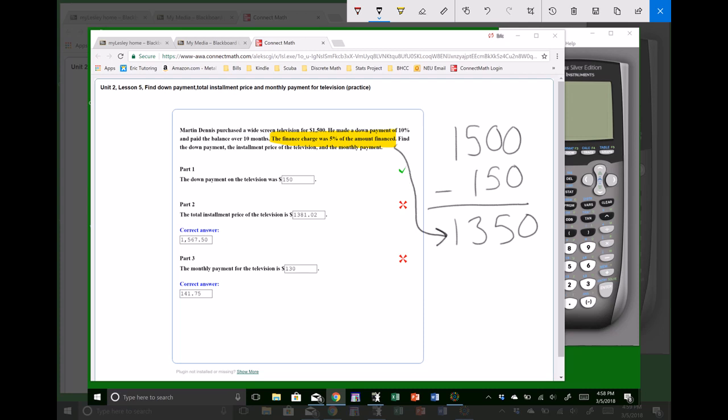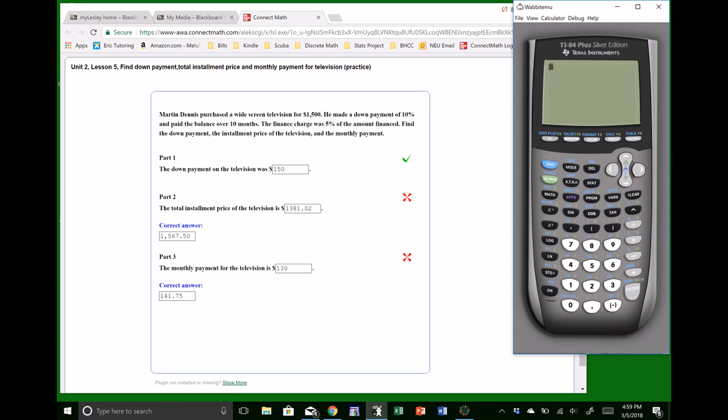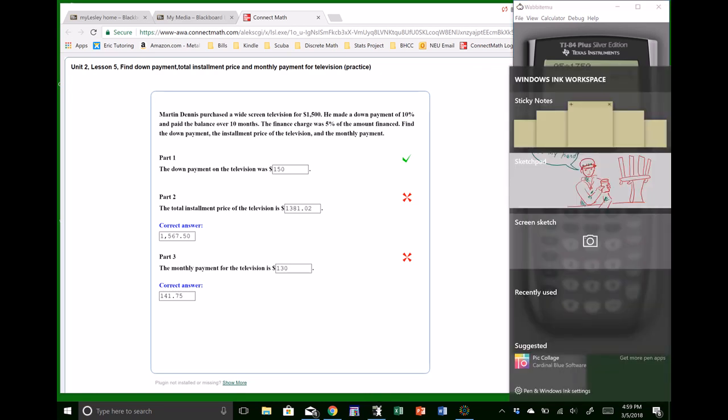So the finance charge, according to the variables we're using within these formulas, capital I, total amount of interest, total interest fee, finance charge, these all mean the same thing. So the total amount of interest or the finance charge was 5% of the amount financed. That's the 1350. So let's go over here to the calculator. 5%, 0.05 times 1350. So the finance charge was $67.50.